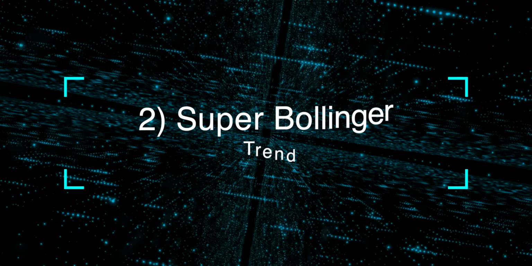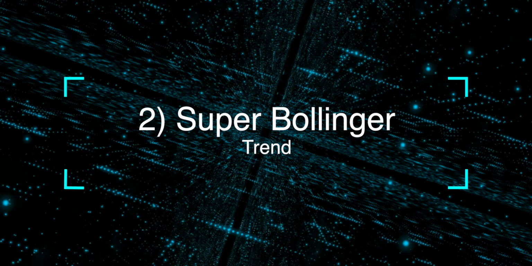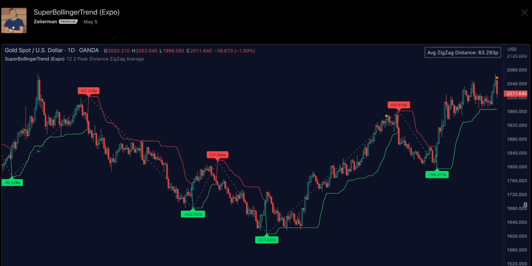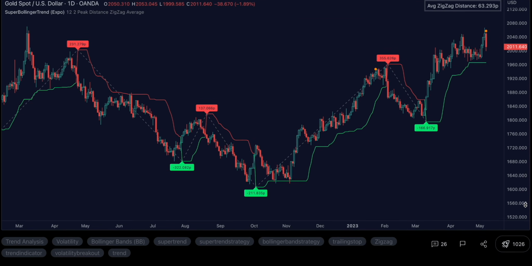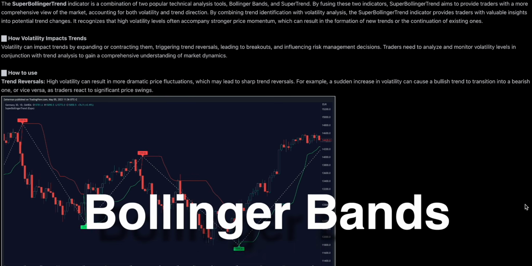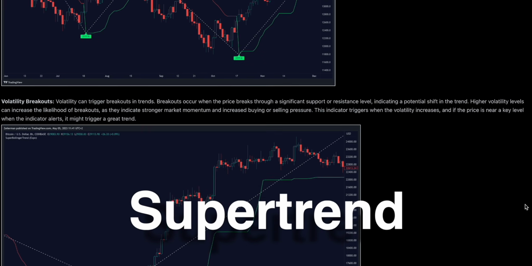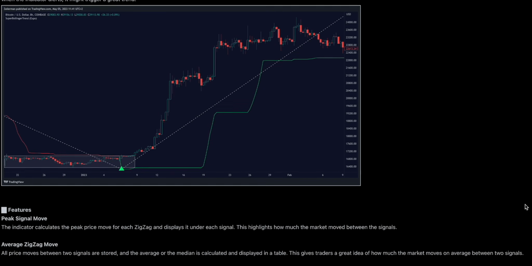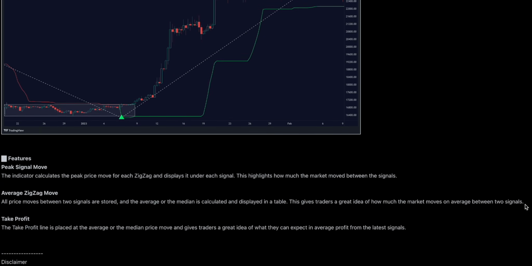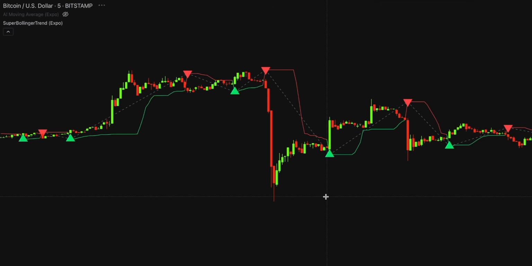This script is called the Super Bollinger Trend. It was published by Ziaman. The Super Bollinger Trend indicator is a combination of two popular technical analysis tools, Bollinger Bands and Supertrend. By combining trend recognition with volatility analysis, the SBT indicator provides valuable insights into potential trend changes.